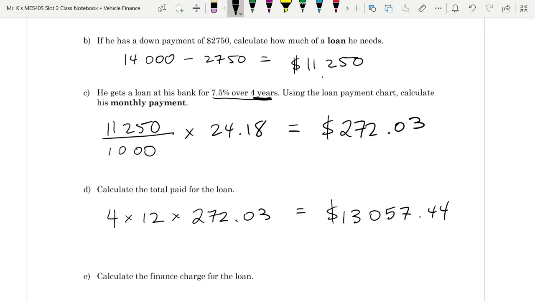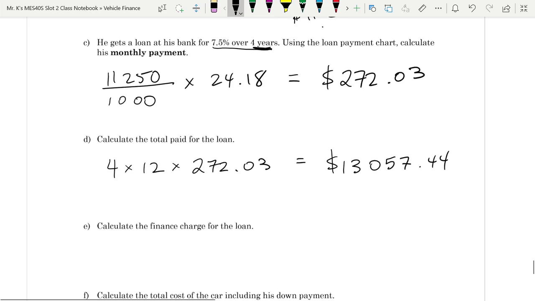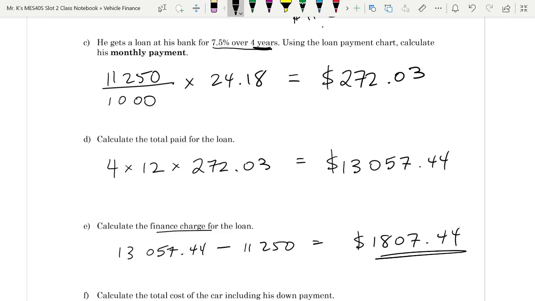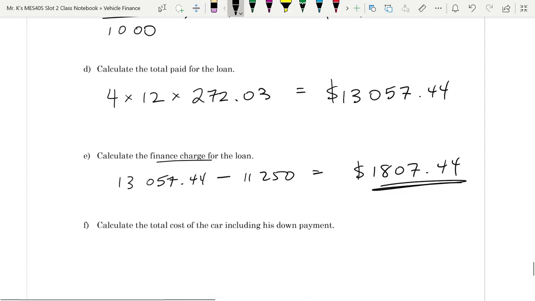Now, how much did he borrow again? Oh yeah, he borrowed $11,250. So how much is the finance charge? Again, you could say this is interest if you like, but a better term for it is the finance cost. So the cost of finance for this loan is $13,057.44 minus the $11,250. I've already done this calculation. I know that it's $1,807.44. So in addition to buying the car, this is how much he's paying his bank for lending him the money to buy the car.